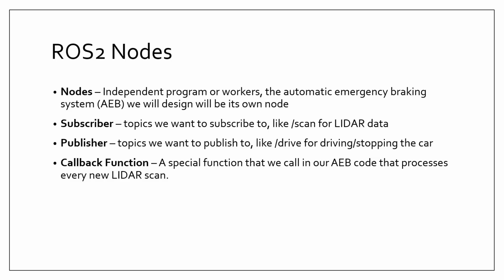We discussed this last lecture as well, but ROS2 nodes are independent programs, or workers, and the automatic emergency braking system that we'll be making will be its own node. Subscribers are topics that we want to subscribe to. For our project, we want to subscribe to the lidar data, which is published on /scan. Publishers are topics that we want to publish to, stuff we want to write to. For our automatic braking system, we want to be able to stop the car, so we have to publish to /drive to stop the car.